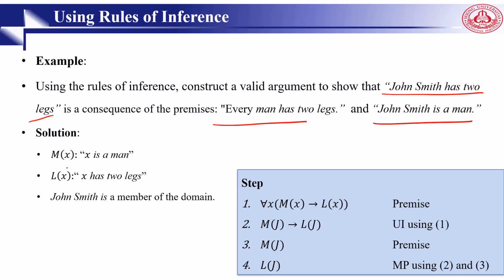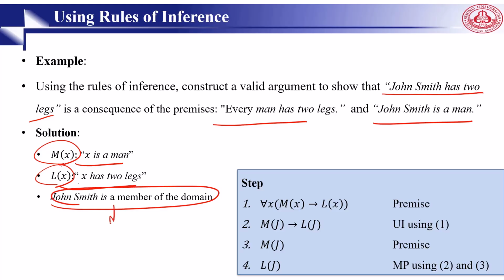So we say that M(x) is x is a man, so M(x), x is a man in general, and L(x), x has two legs. So M(x) says that x is a man, and L(x) says x has two legs. Here John Smith is a member, we say that it's an x. Right? So here we start. For all x, M(x) implies L(x). What we have here, right? For all x, a man implies it has two legs, right?